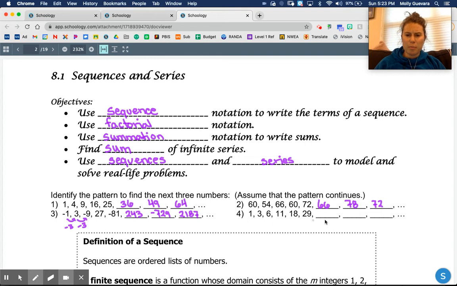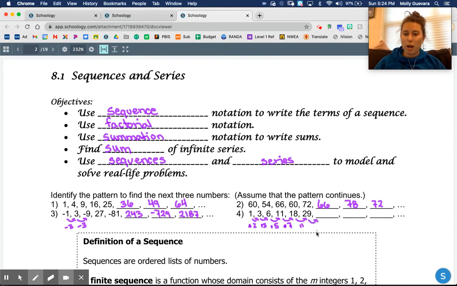Okay? And then number 4, it's kind of hard to see. It's not adding the same number every time. It's not multiplying by the same number every time. So I'm going to write down what's happening here, right? So I add 2. Then I add 3. Then I add 5. Then I add 7. Then I add 11. So I notice 2, 3, 5, 7, 11 are all prime numbers, right? It's not all odd numbers, but they are prime numbers.